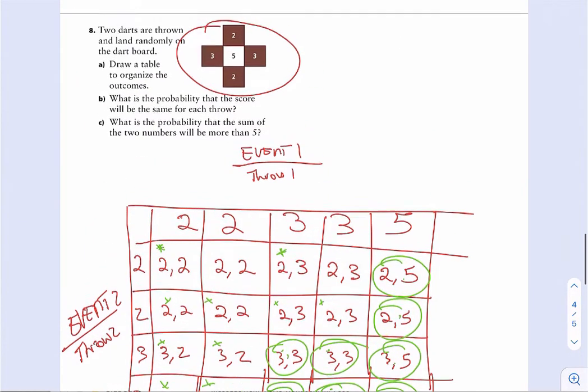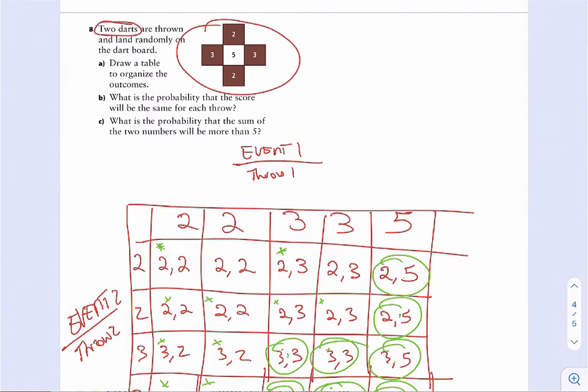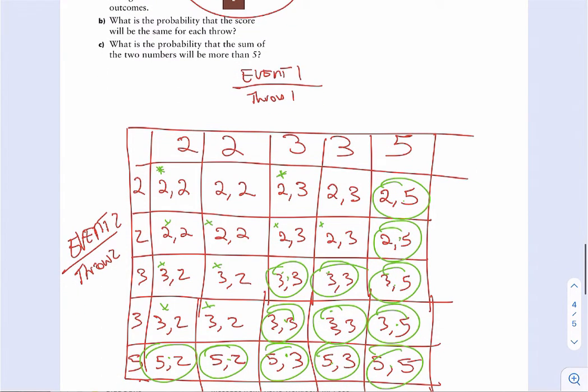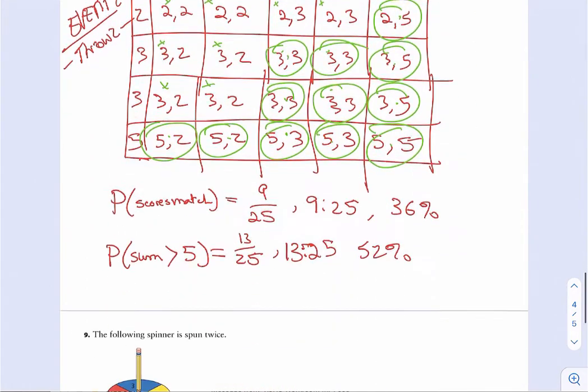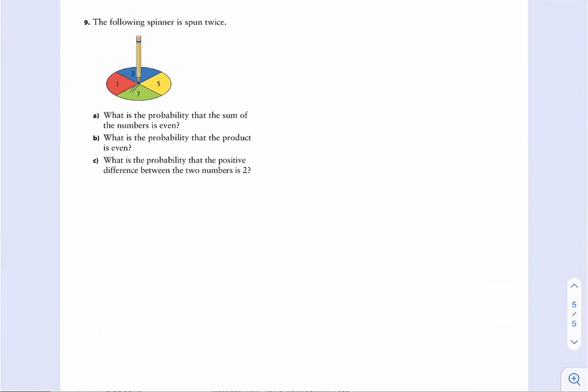Again, this is the most important. You see, when they're doing something twice, one time they do it, the other time they do it. So we're going to see something similar here. So this one says the following spinner is spun twice. Okay, so event 1 is the first spin. Event 2, they spin it again.